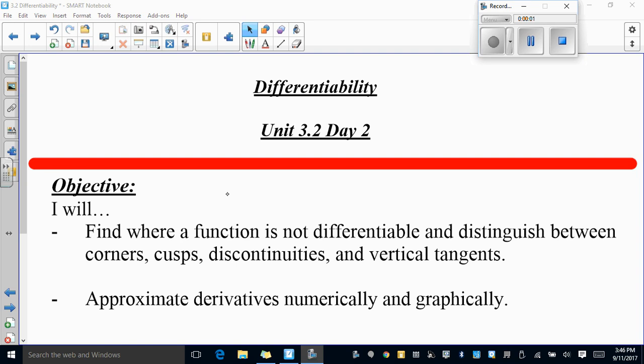Okay, welcome to Unit 3.2, Day 2, Differentiability. Yesterday we covered the finding where a function is not differentiable, and so today we're going to use calculators to approximate derivatives numerically and graphically.